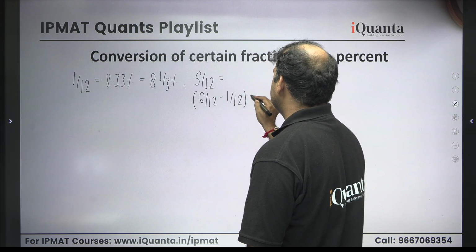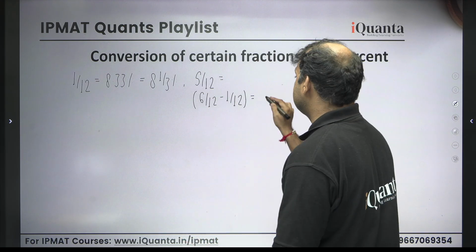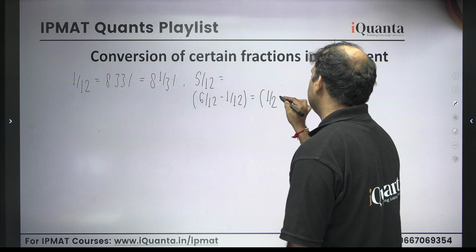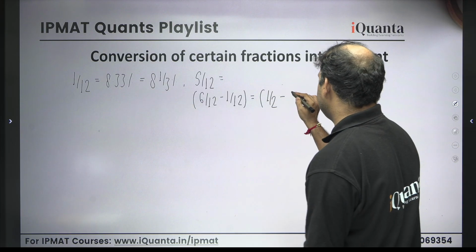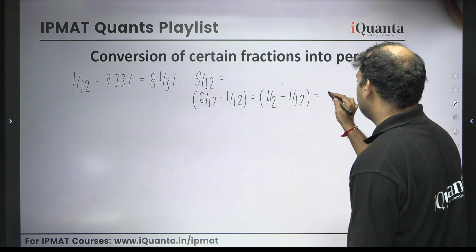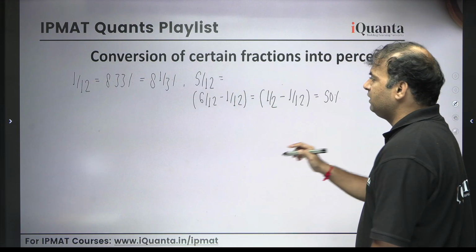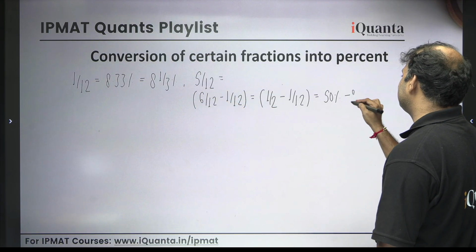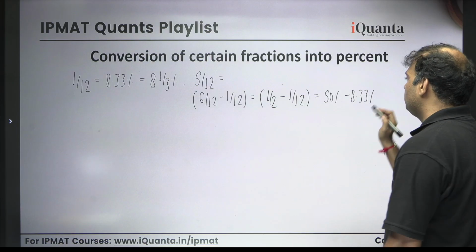And then what can we do? See guys, 6 by 12 we can say as half, right? And 1 by 12, we just learned it today. We'll be writing it soon. So 1 by 2, we can further say as 50%. Very simple. And 1 by 12 is nothing but 8.33%. And subtracting them, we'll get how much?